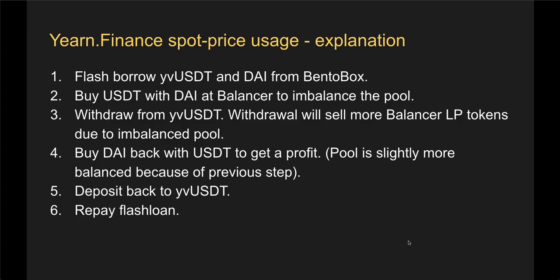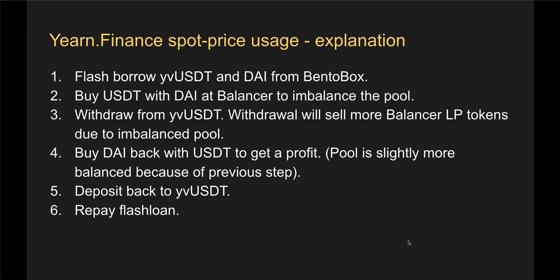So we flash borrow YVUSDT. We buy USDT with DAI at Balancer to imbalance the pool. We withdraw from YVUSDT. Withdrawal will sell more Balancer LP tokens due to the imbalanced pool because of the second step. Then we buy DAI back with USDT to get a profit, meaning that the pool is slightly more balanced because of the previous step, and our DAI is worth a bit more.